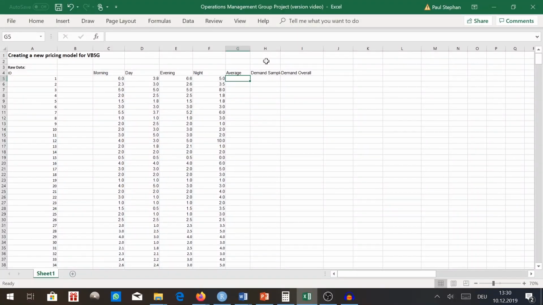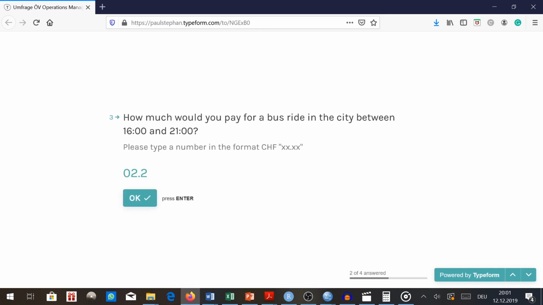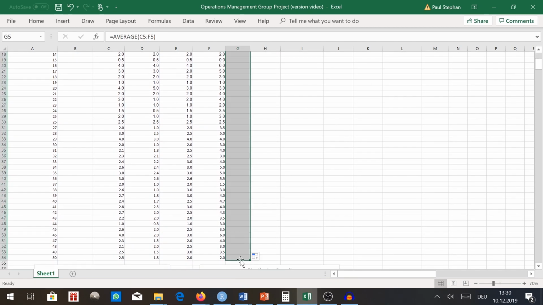Therefore, we have conducted a survey among 50 students, which use the bus on a regular basis. We asked them how much they were willing to pay for a bus ride in the morning from 6 to 9 a.m., during the day from 9 to 4, in the evening from 4 to 9 p.m., and during the night from 9 p.m. till 6 a.m. We calculated the average willingness to pay for every person.